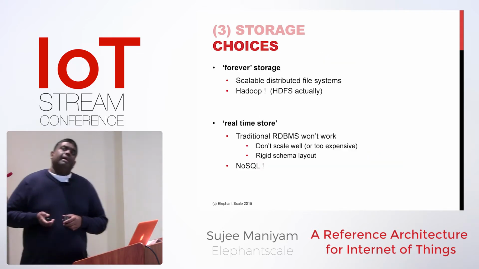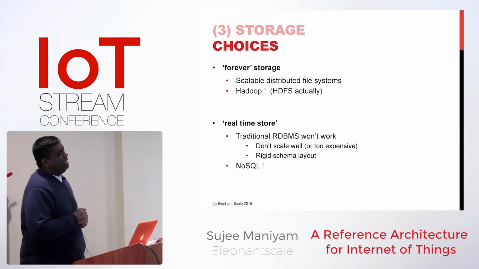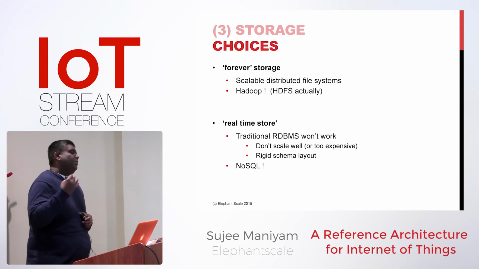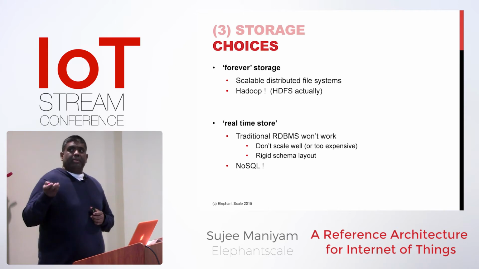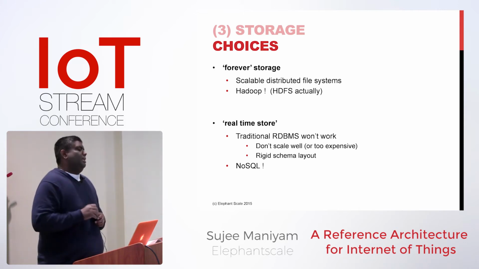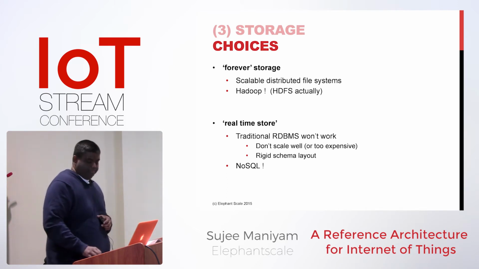So for our storage, I think it's pretty much Hadoop, right? Because HDFS has been proven at scale, scales very well, it's fault tolerant. There are a lot of companies trying to come up with an HDFS replacement. None of them have succeeded so far, at least as far as I can tell. For real-time storage, we are going to go with NoSQL.